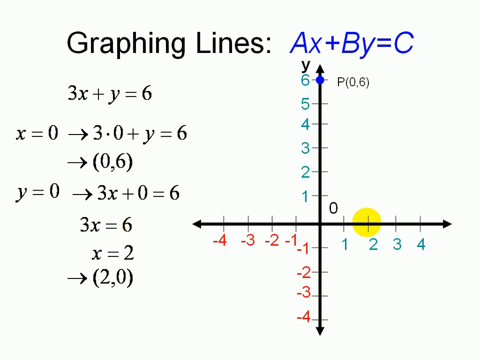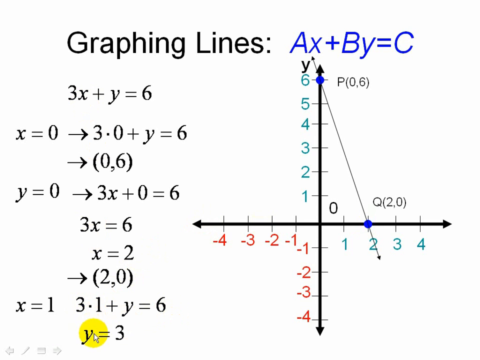Now it takes 2 points to determine a line. So now that we have these 2 points, we can draw a line through them. And there we have it. We can check by substituting x equals 1. So x equals 1 into this equation yields 3 times 1 plus y equals 6. That yields an answer of y equals 3, since we subtract 3 on both sides of this equation. Here the 3's cancel out. 3 minus 3 on the left side equals 0, and then 6 minus 3 equals 3.